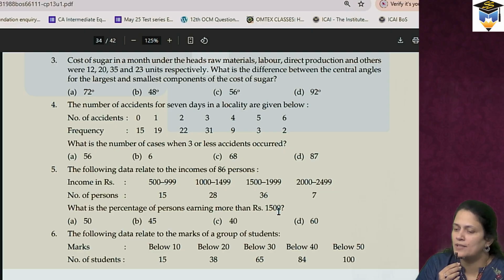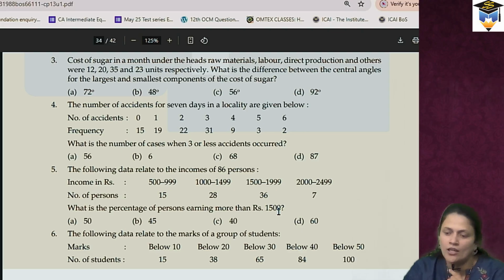So 36 plus 7, what does it come to? 43. 43 divided by total number of persons. So how many persons earn more than 1,500? What is 15 plus 28 plus 36 plus 7? Find out the total. 86 is the total number of persons. So 43 upon 86 into 100. That will give you the answer as 50. Option A.